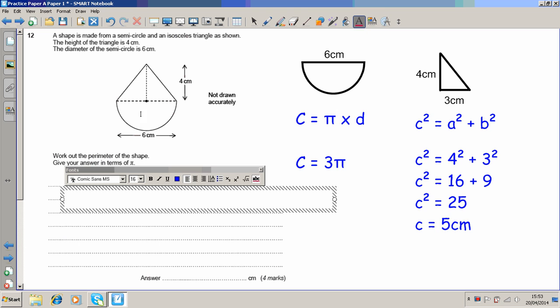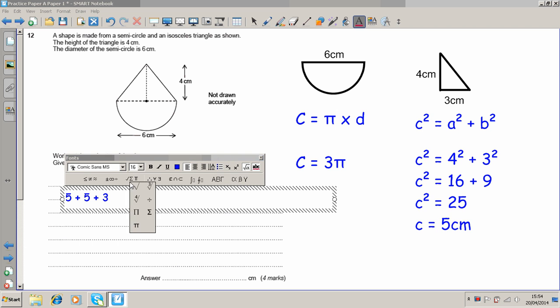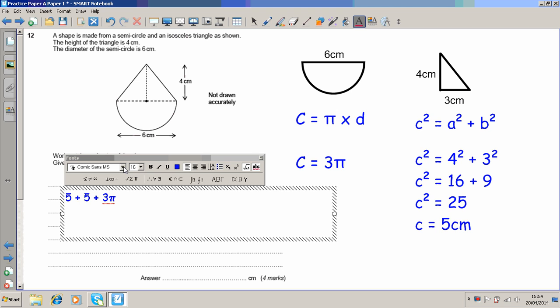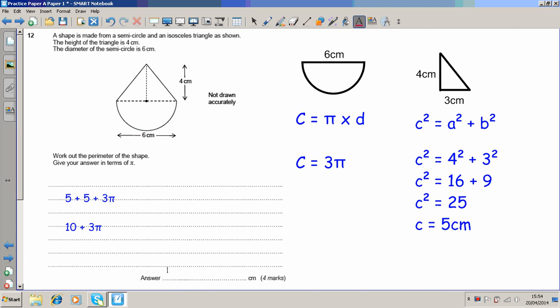So our final job then is to work out the perimeter of this shape. So what have we got? We've got that slanted edge plus another slanted edge, plus we've got the curved bit at the bottom, which is 3 pi. And so 5 add 5 is 10, plus 3 pi. Now, if we had a calculator, we could work that out a bit further by typing in 3 pi, but it's asked us to leave it in terms of pi, so we can leave it just like that.